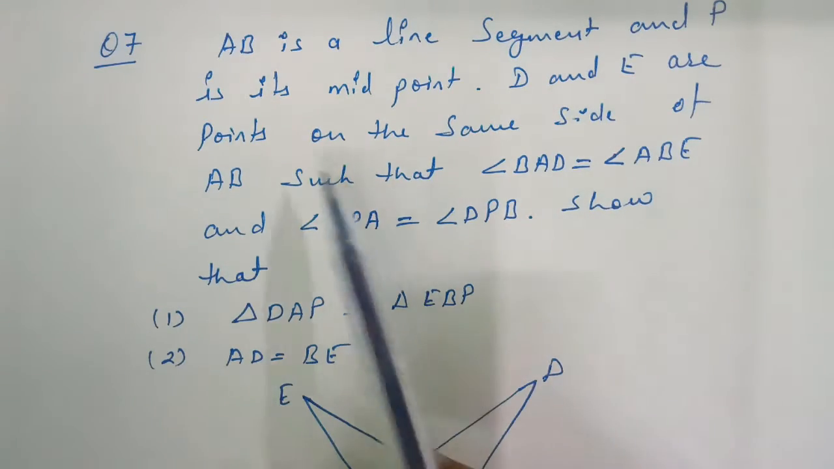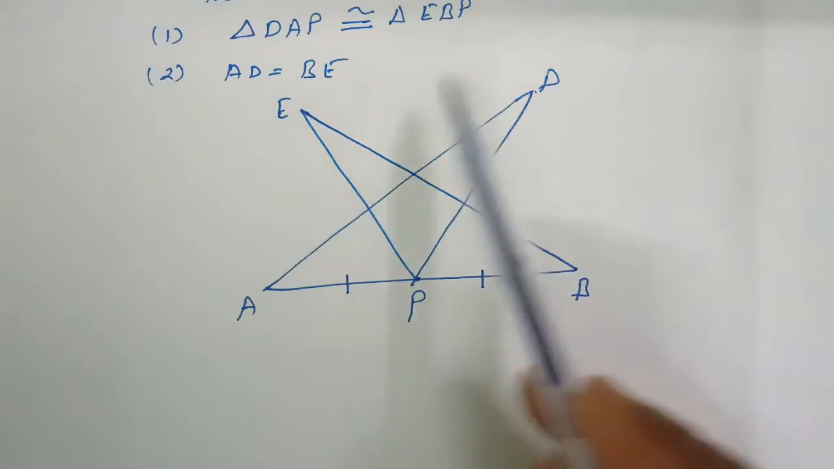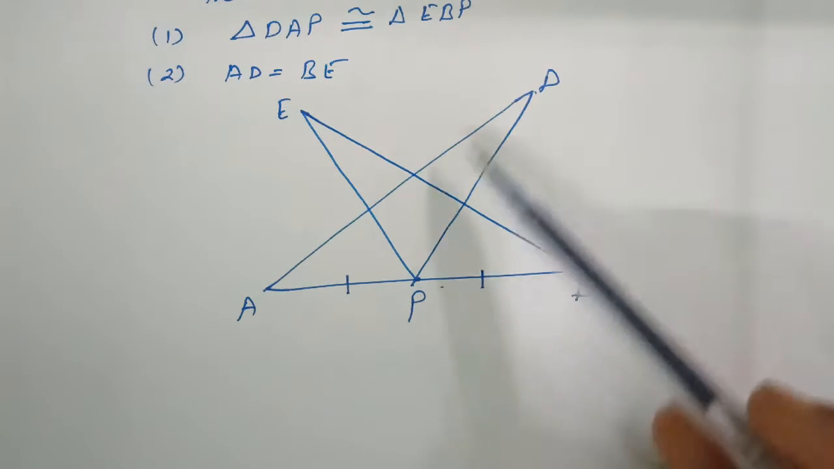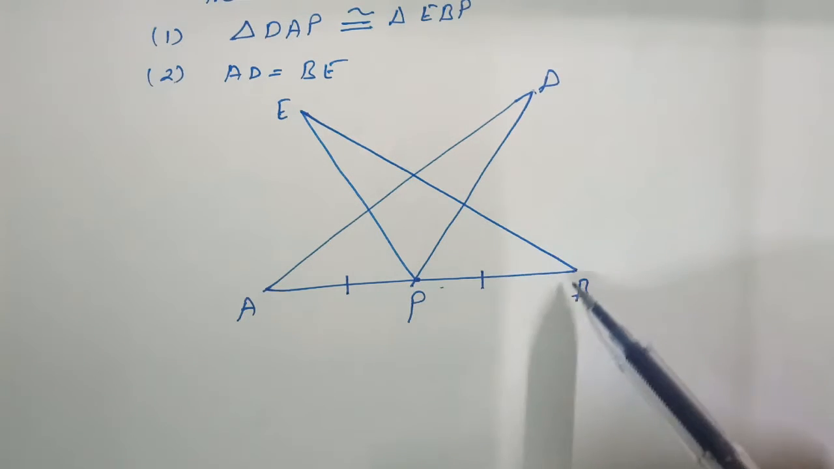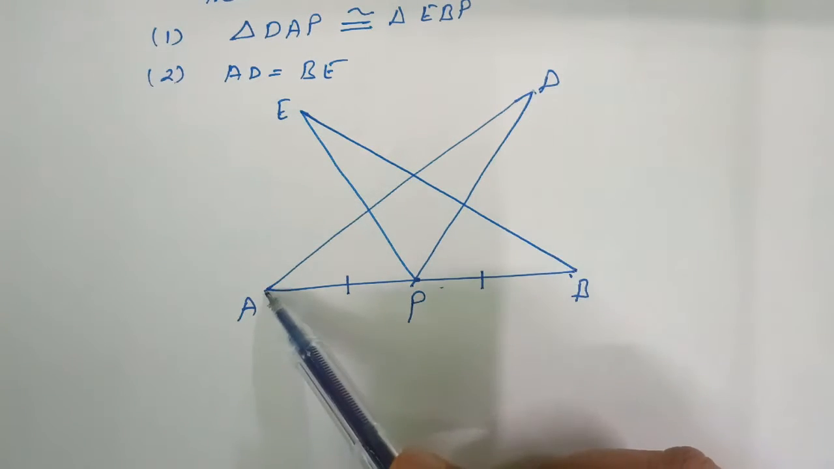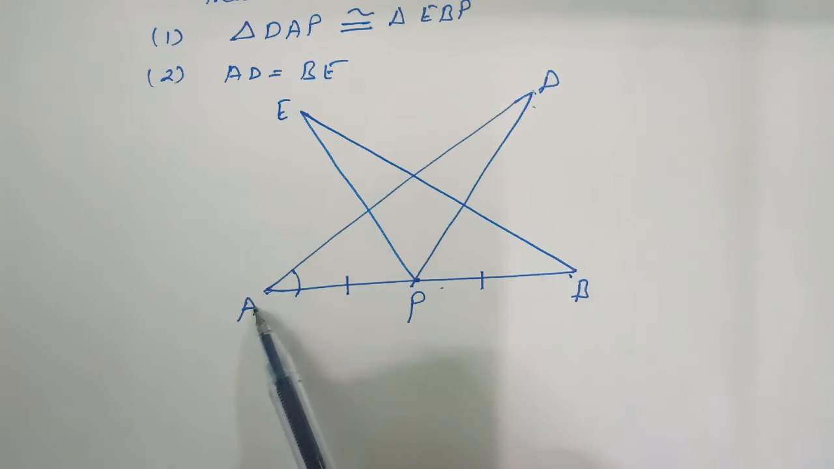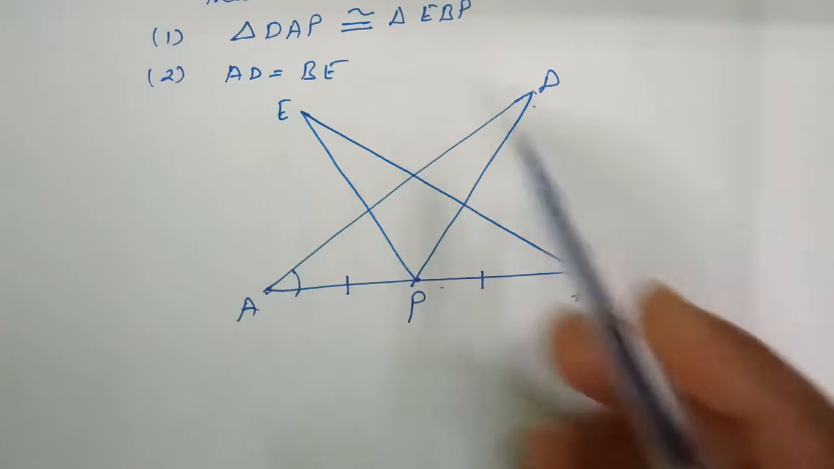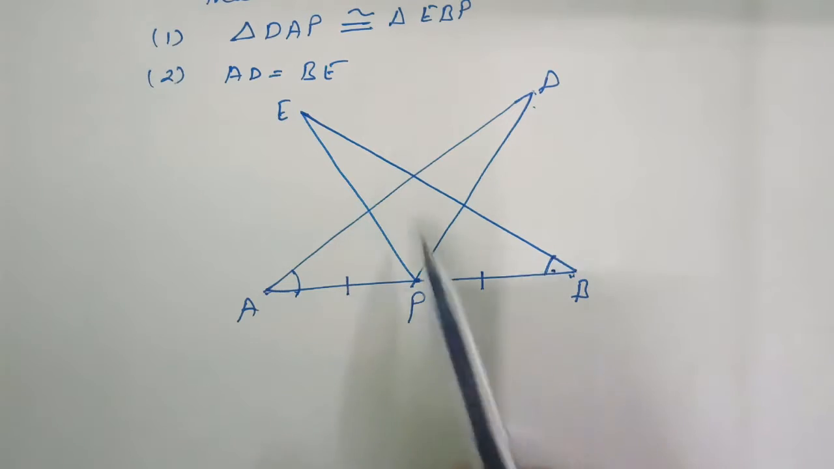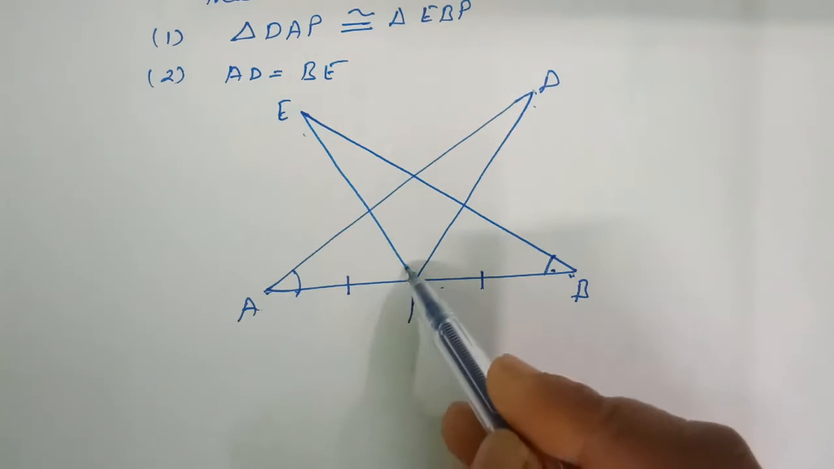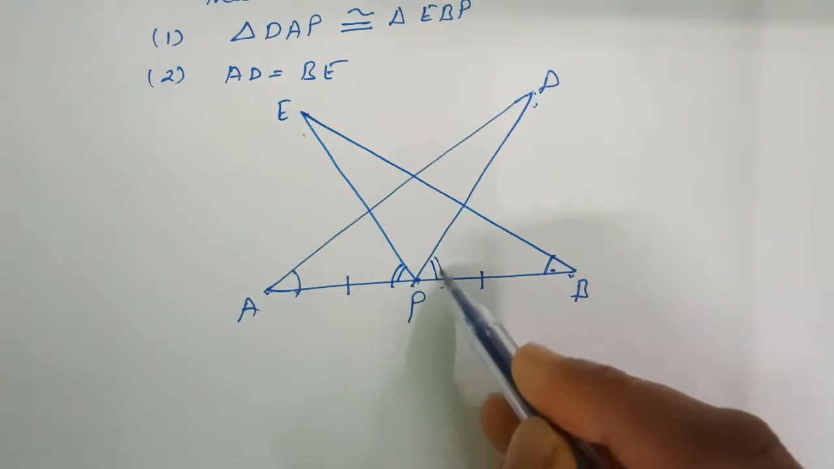D and E are points on the same side of AB. Both of them are on the same side such that angle BAD, this angle, is equal to angle ABE. These two angles are equal, and angle EPA is equal to angle DPB. It is given in the question.